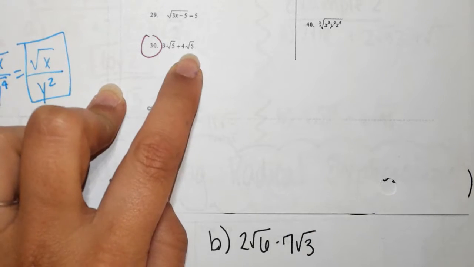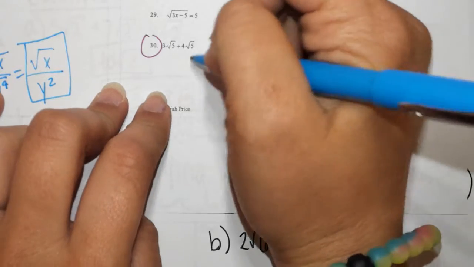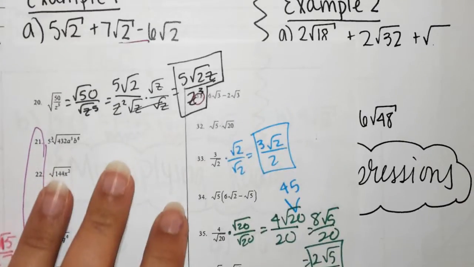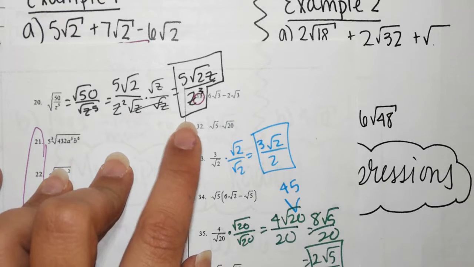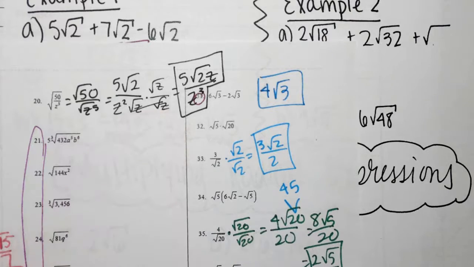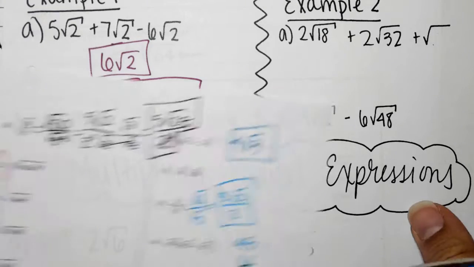Alright, what is 3 root 5 plus 4 root 5? Okay. And on number 31, what's 6 root 3 minus 2 root 3? Magic! Any questions when you have the same radicand?